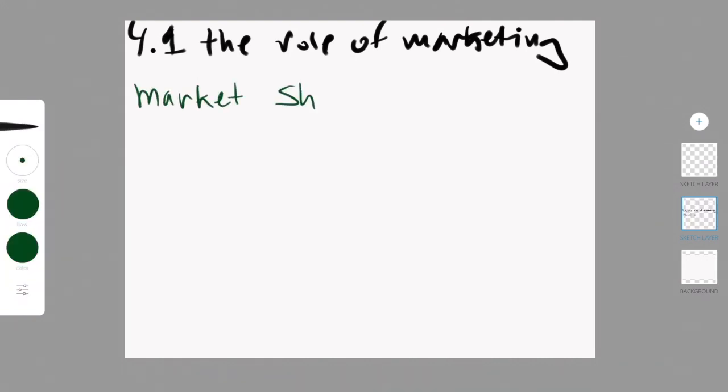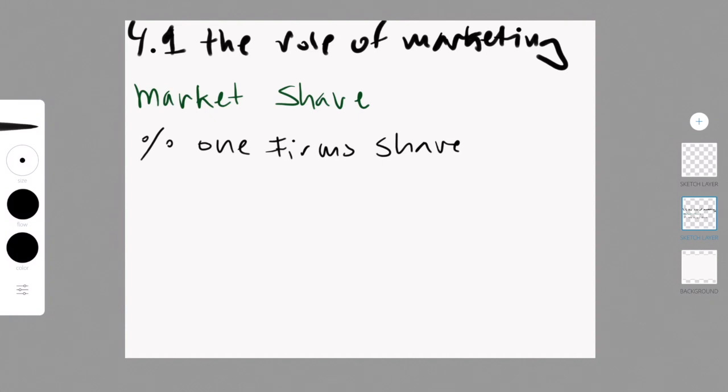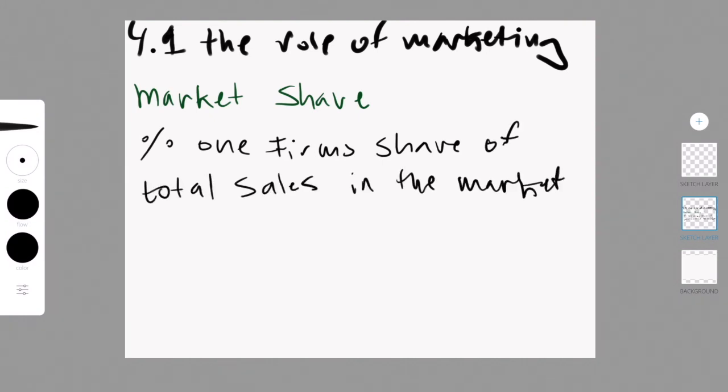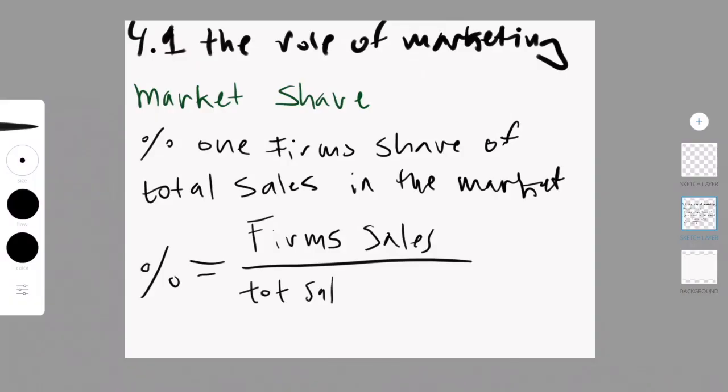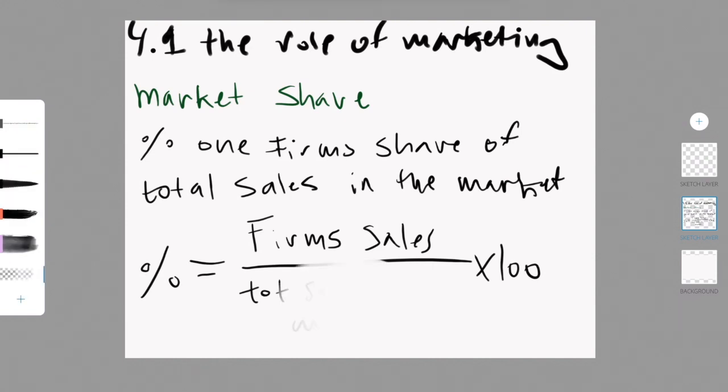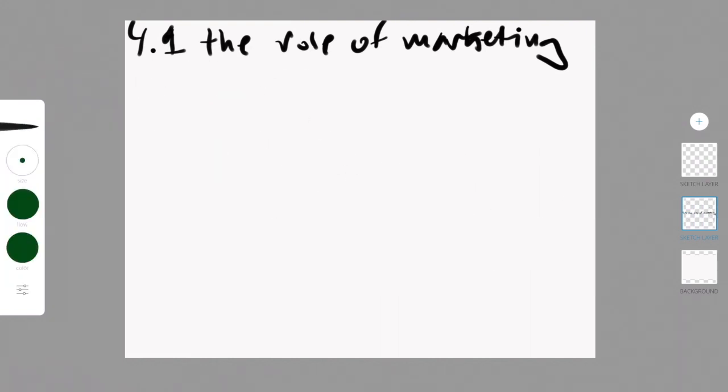Market share is the percentage of one's firm's share of the total sales in a market. This can be calculated by using this formula. The percentage, remember it's in a percentage, equals firm sales divided by total sales in the market times 100. In this formula, it's measured by value, so the revenue, but you can also measure it in volume, so you just replace it with the sales volume divided by the total volume in the market.